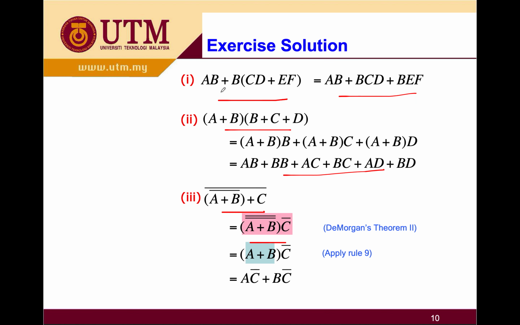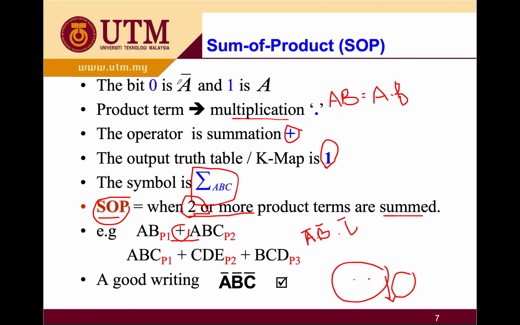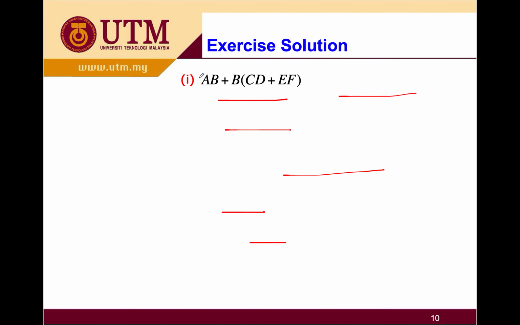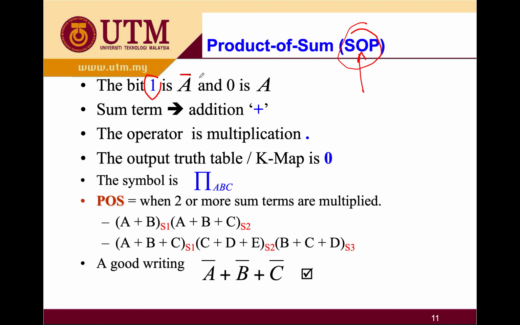So it's quite different from SOP, where you can see bit 0 is A bar, but POS is vice versa. So this is the simplest and easiest way to differentiate between SOP and POS. Is it okay? Because it's quite simple.